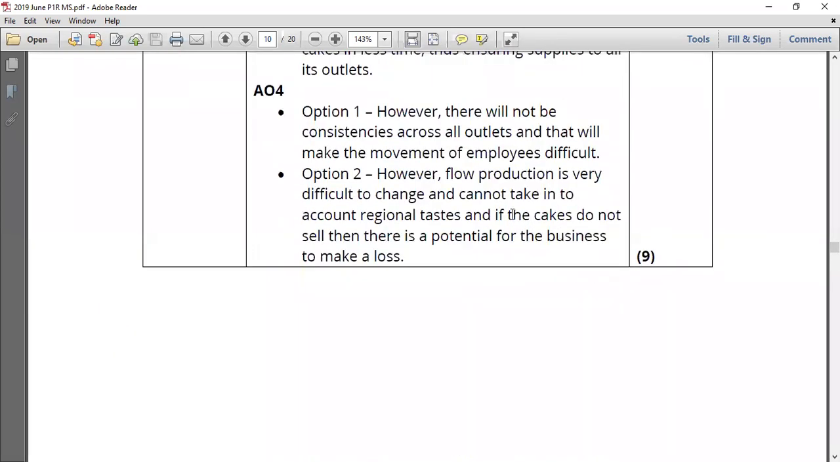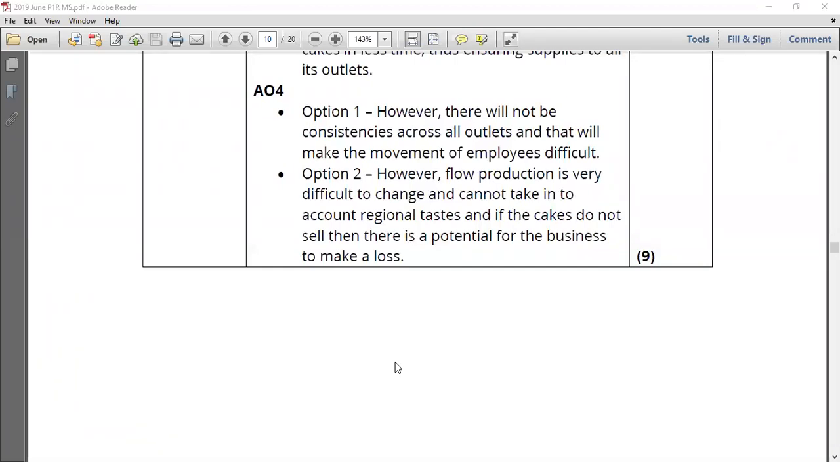However, the flour production is very difficult to change and cannot take into account the regional taste, and if the cakes do not sell, then there is a potential for the business to make a loss. Look at the evaluation point. You can't have flexibility in the flour production, so you can't take into account the regional differences in taste. Even in Malaysia there are regional differences. It's a big country, and they do not take that into account. Therefore, if they do not sell that product, there is a potential for the business to make a loss.